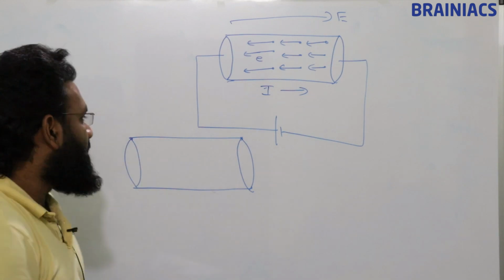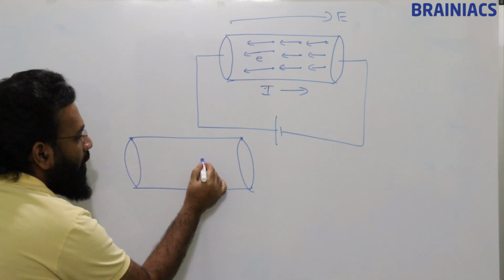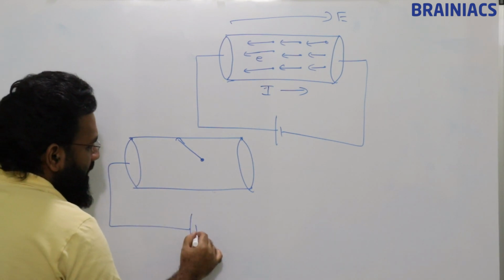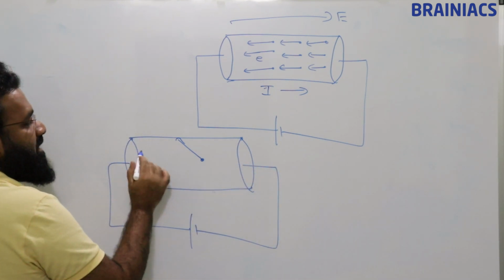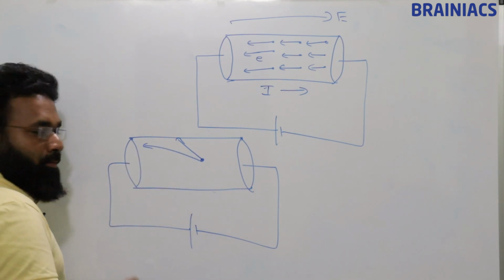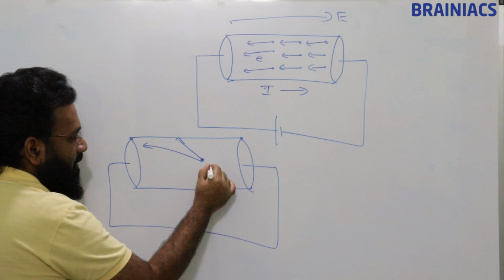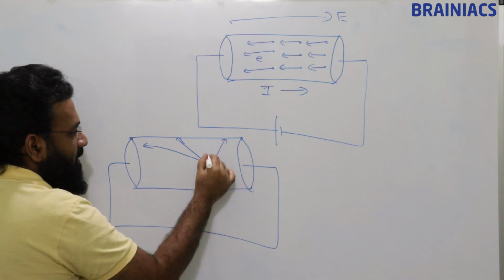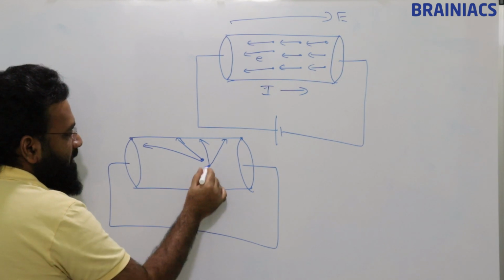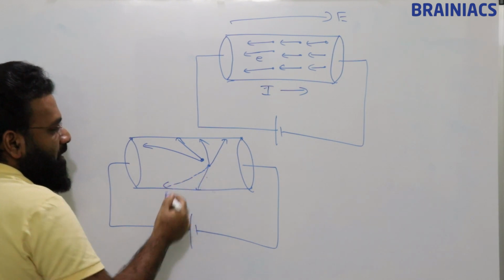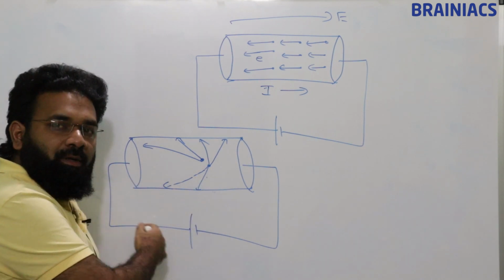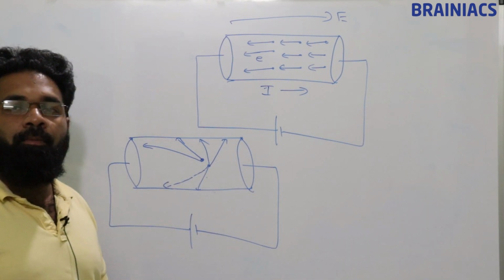What happens actually is, suppose an electron is moving like this, because of this battery we have connected, because of this electric field, it will drift like this. If one electron is moving like this, it will be drifting like this. So this drifting will give us electrons moving across the circuit.